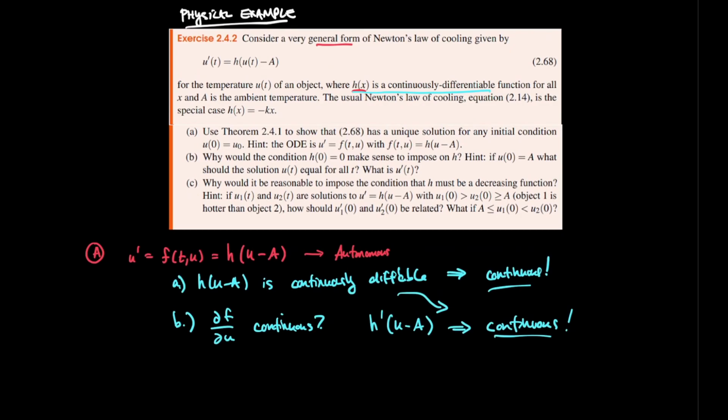All right, now to kind of speak more to the physicality of it. Part B is asking, why would the condition h of 0 equals 0 make sense? So, we have an initial condition of h of 0 equals 0. Why would this make sense? Does anybody have an idea?